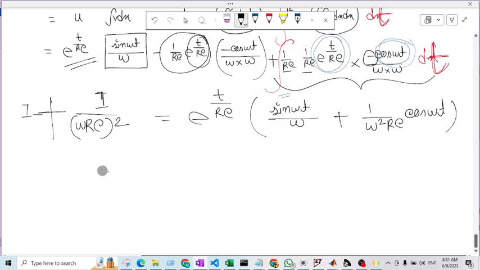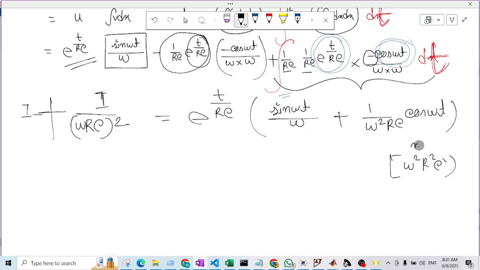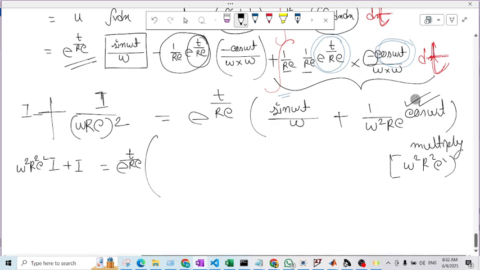Okay, so now let's multiply both equations by omega square R square C square. Then I will have here omega square R square C square, and here I will have only I, e to the power t by RC. If I multiply this with omega square R square C square, let's first multiply this thing and put it.